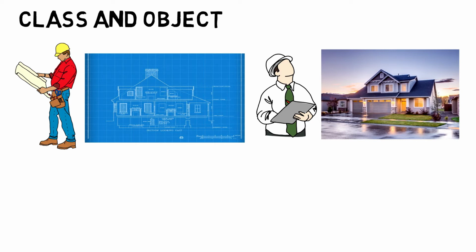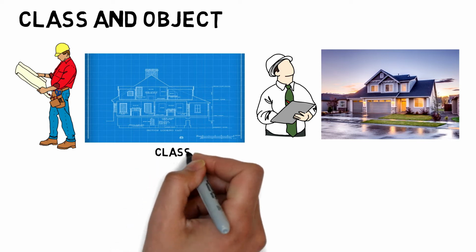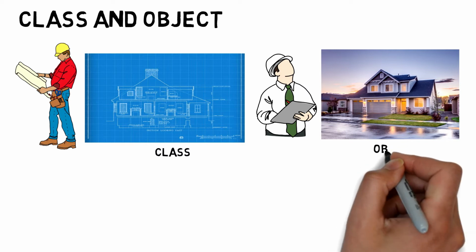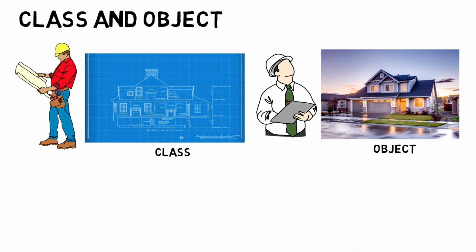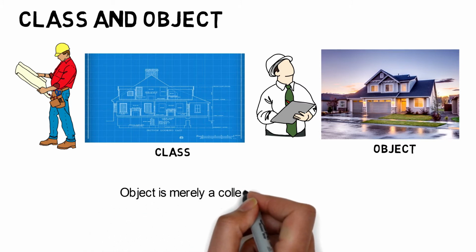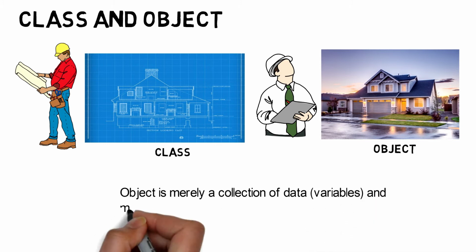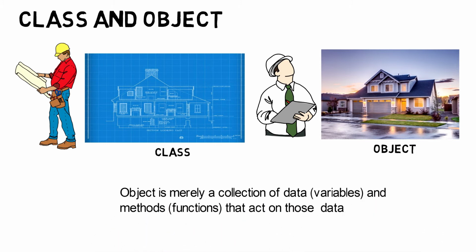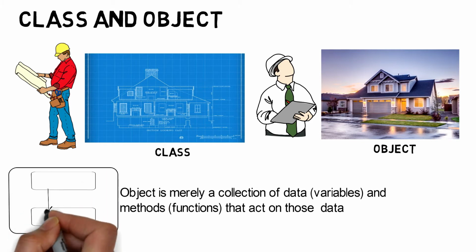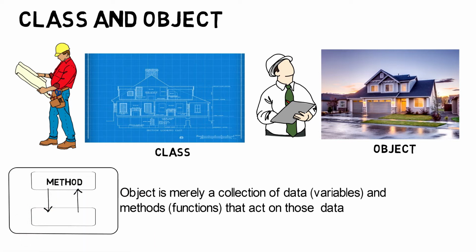In the same way, in programming, class is a blueprint which has variables and methods in it, and any number of objects can be created which will have all these features in it. That's why an object is merely a collection of data and methods that act on that data. So if you have an object, that object's data can be manipulated, changed, or you can do any kind of stuff with the data with the help of the methods present in it.